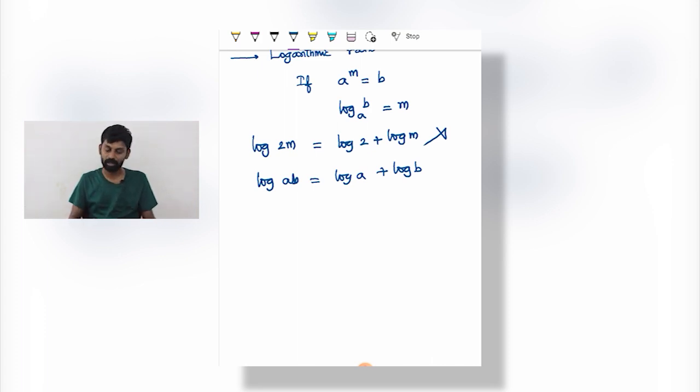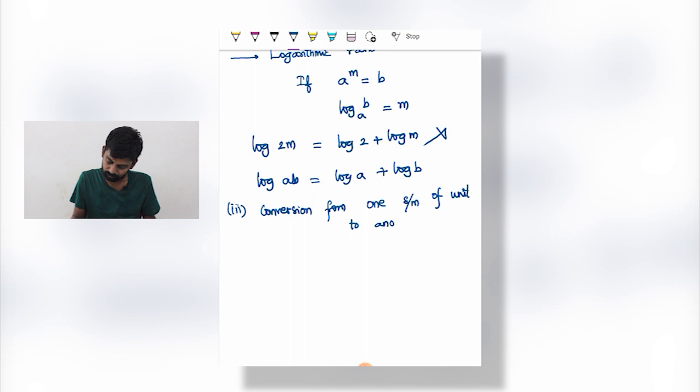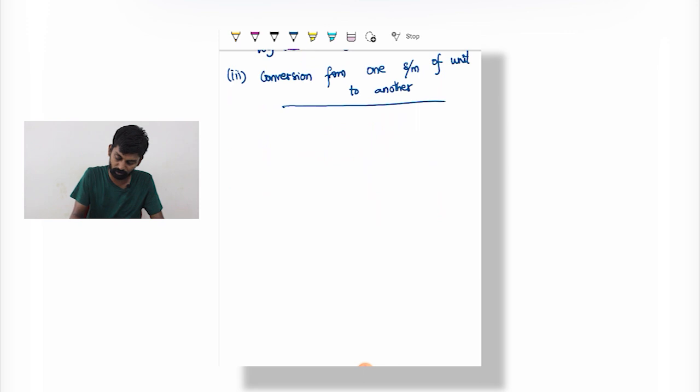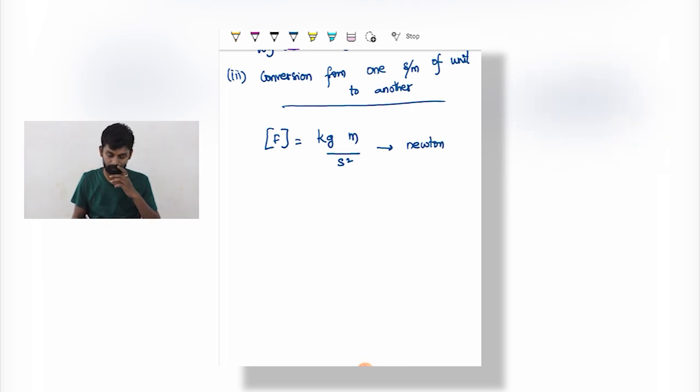This is another application. Third one, conversion from one unit to another, that is, from one system of unit to another. We know the unit of force very well. What is the unit of force? Unit of force is equal to kg meter per second square. This is named after Newton. This I have already told you. 1 kg meter per second square. This is in the SI system of units.